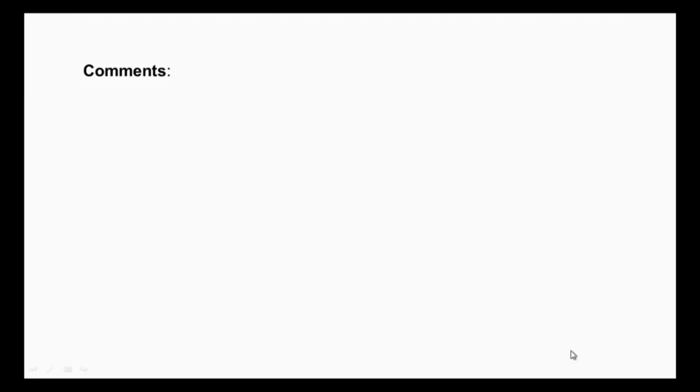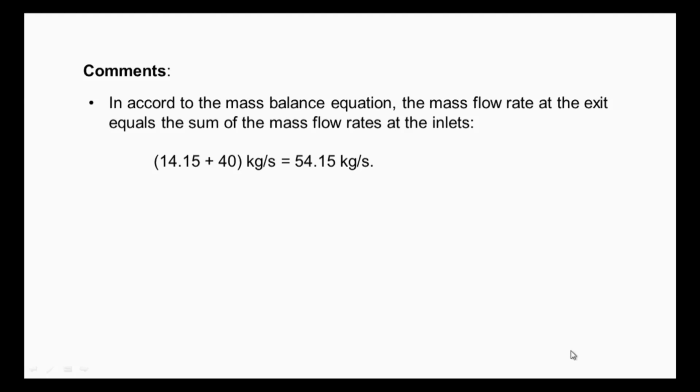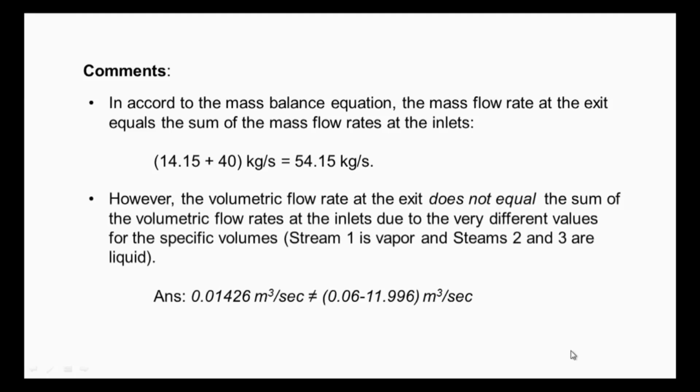In closing, I would like to make a few comments. In accord with the mass balance equation, the mass flow rate at the exit equals the sum of the mass flow rates at the inlets, as shown in the expression below. However, the volumetric flow rate at the exit does not equal the sum of the volumetric flow rates at the inlets due to the very different values of the specific volume. Stream 1 is a vapor, and streams 2 and 3 are liquid.